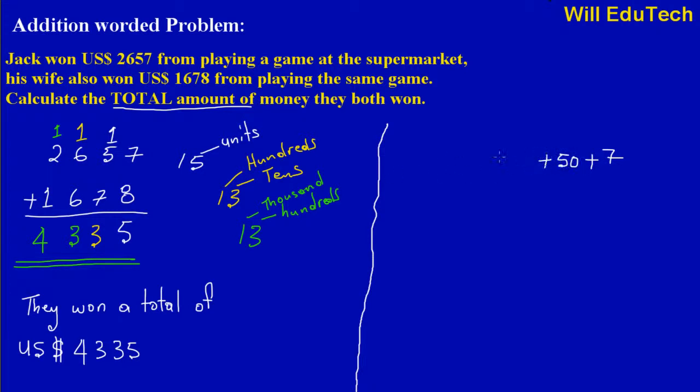Then I'm adding to that 6 times 100, since the 6 is in the hundreds column. I'm saying 6 times 100 would give me 600, and this 2 here would be in the thousand column, so 2 times 1,000 would give me 2,000. Okay, so this number here, 2,000 plus 600 plus 50 plus 7 is the same as 2,657.